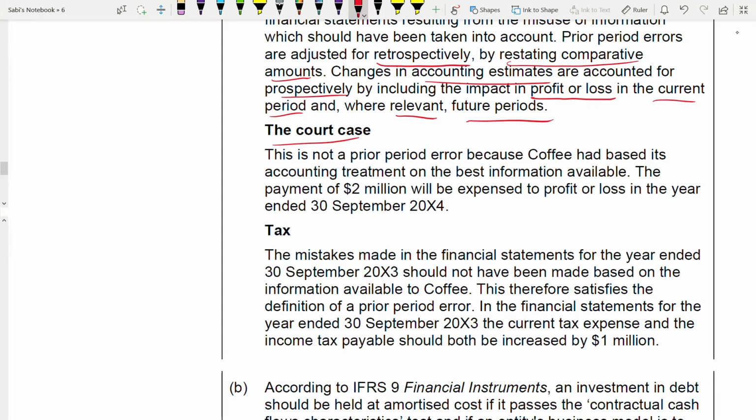Because Coffee has based its accounting statement on the best available information. What is it? Because the lawyer had told them that they are not likely to be found liable. Right? That's the best available information you have got. So based on that, you cannot say it's a prior period error. So the payment of this 2 million, remember they told that 2 million has to be paid, will be expensed to profit and loss in the current year.